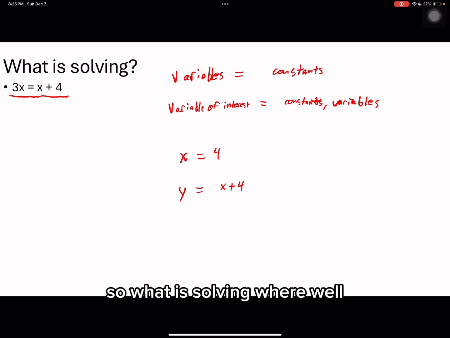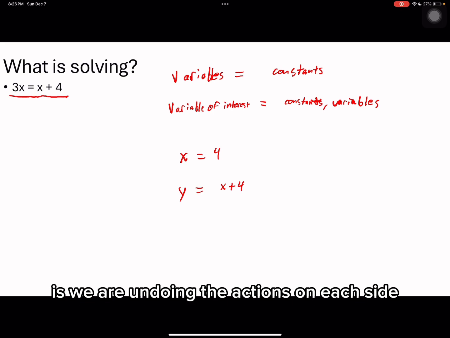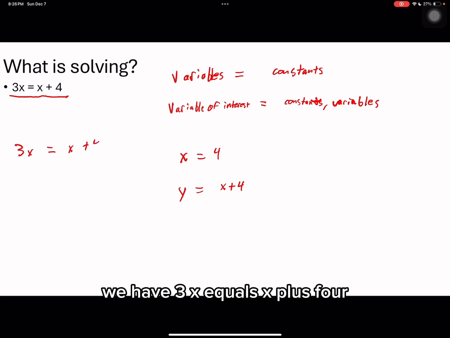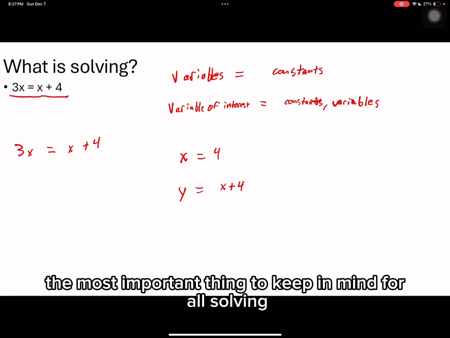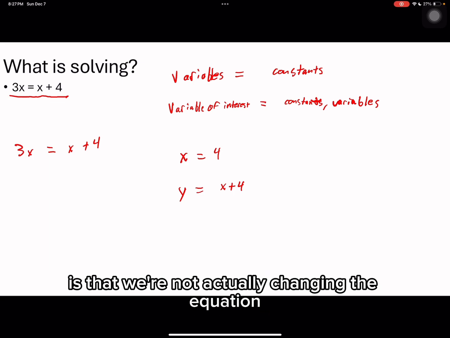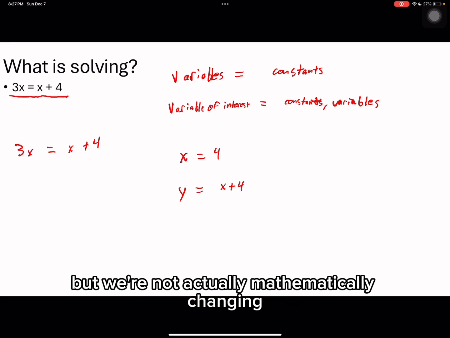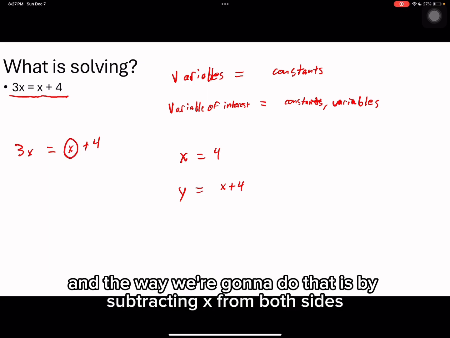So how do we get to this though? Well, the way I like to explain solving is that we are undoing the actions on each side. What does that even mean? Well, we have 3x equals x plus 4. If we want to get all the variables on one side, the most important thing to keep in mind for all solving is that we're not actually changing the equation. We're manipulating both sides of the equal sign. So we're visually changing it, but we're not mathematically changing it. So what we would do here is undo the x on this side, and the way we're going to do that is by subtracting x from both sides.